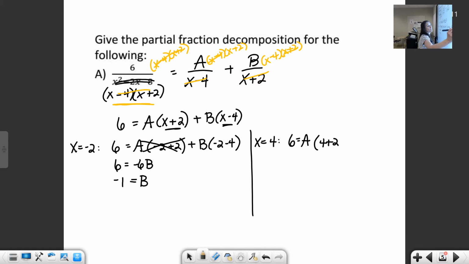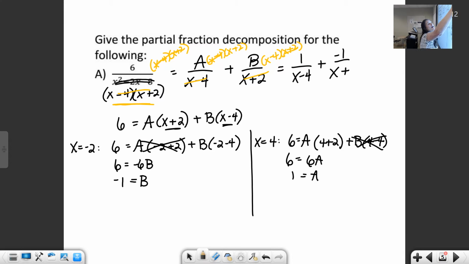And again, by letting x be 4, this one zeroes out, and I can solve for a. So 6 is equal to 6a, and a is 1. So I know that this partial fraction decomposition, we got a is 1. It's 1 over x minus 4 plus, and we got b was negative 1 over x plus 2.